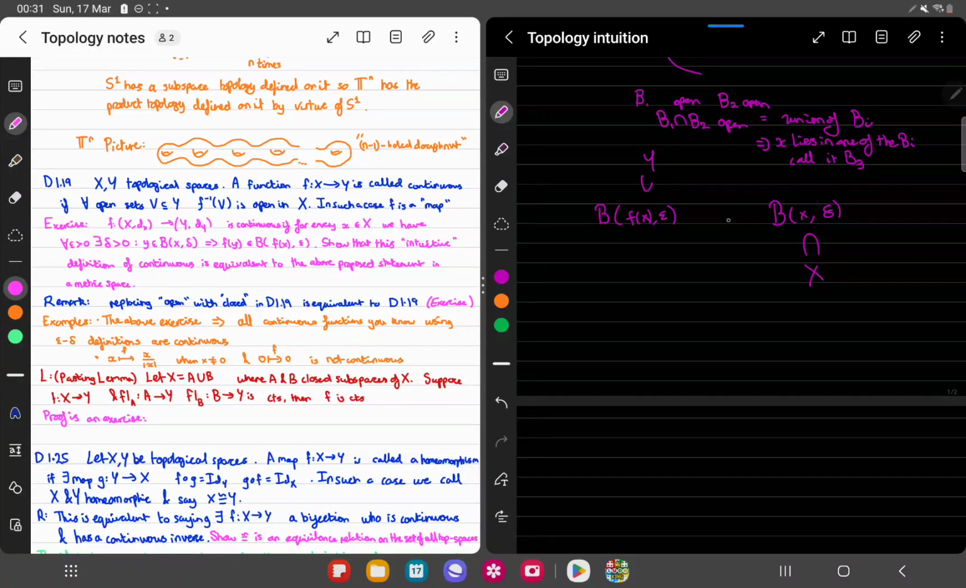Wait, no, what am I trying to do? I should be able to find a little ball that implies that you're inside of a little ball there. It's something like that.